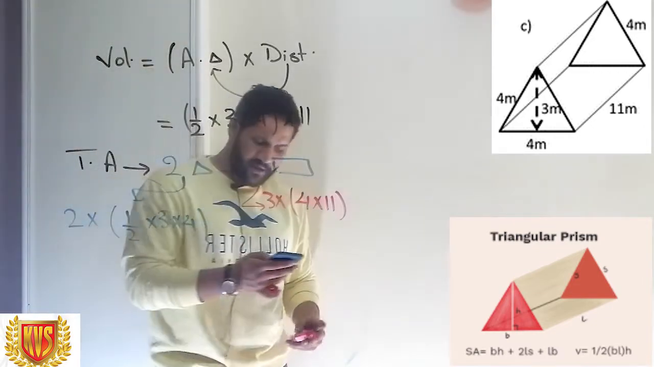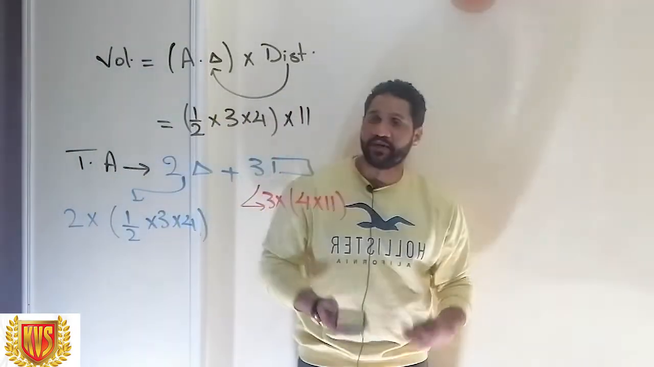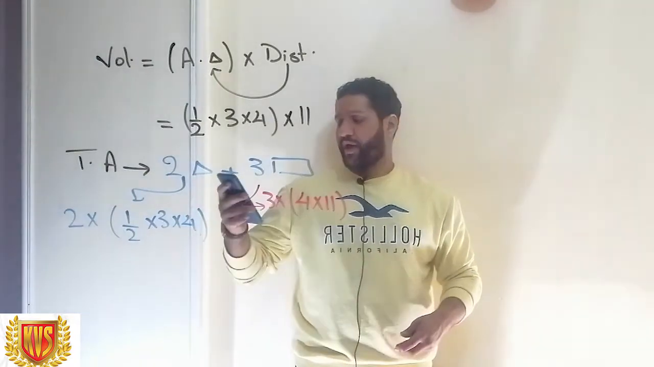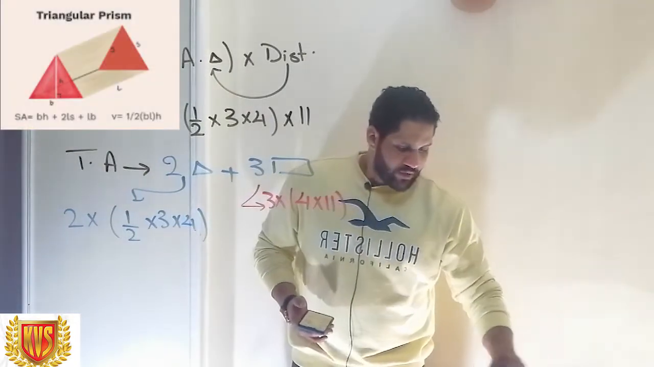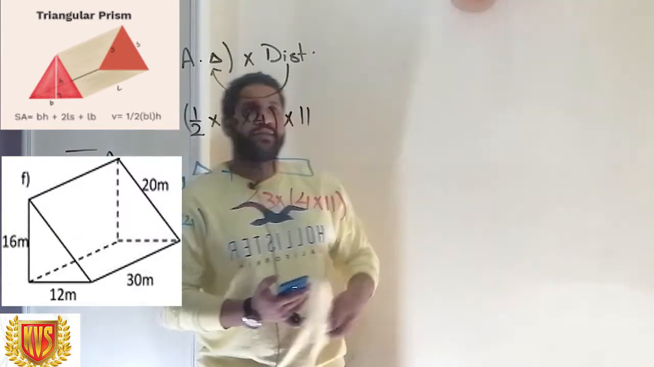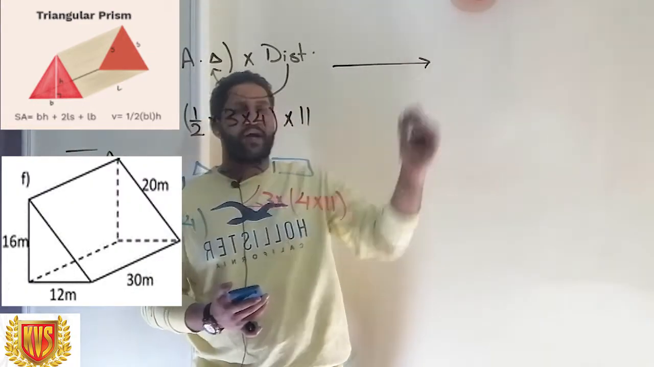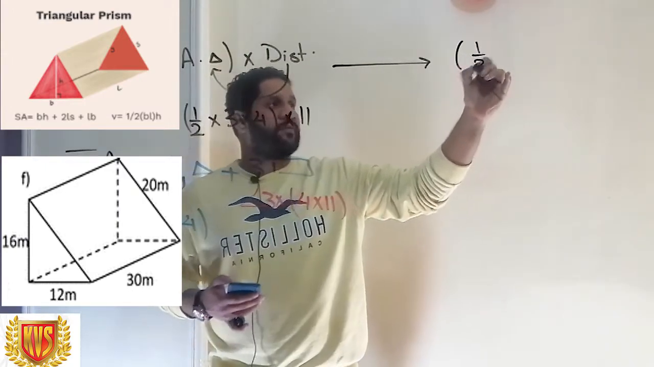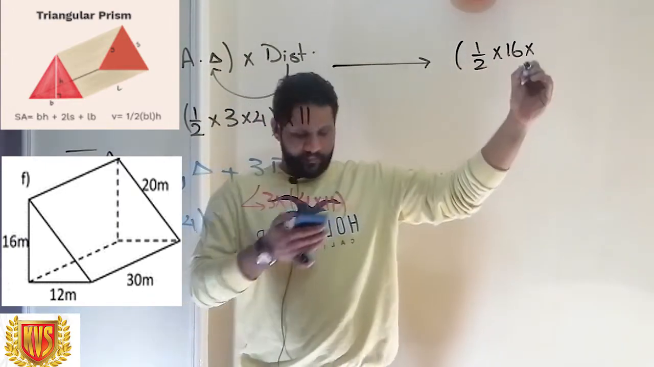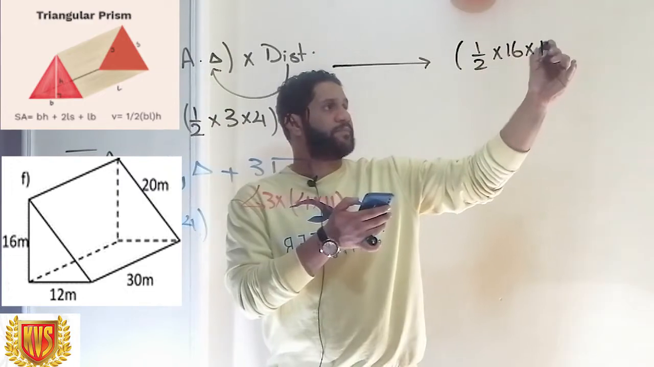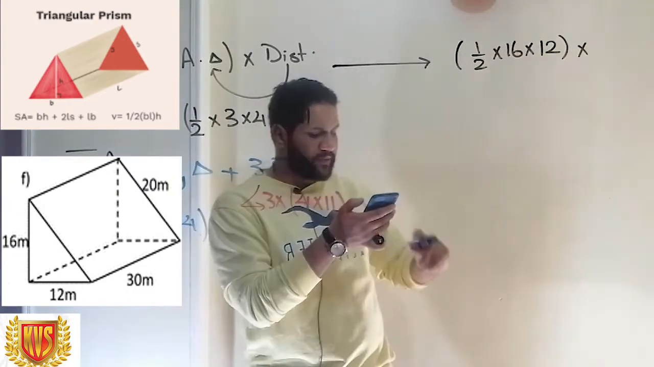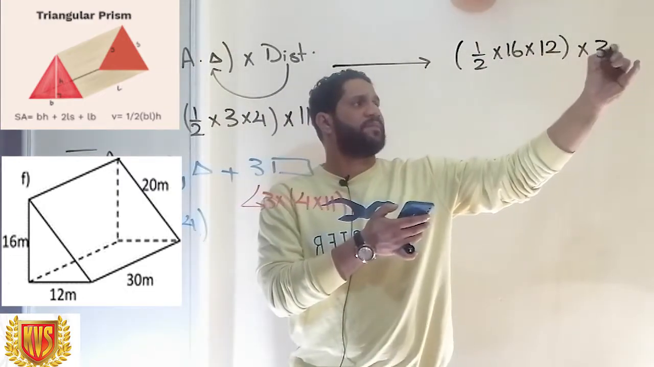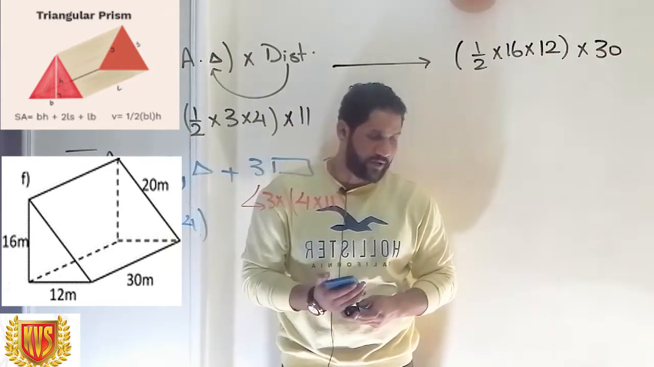Okay? Let's look at the second figure to make life easier in the triangular prism. I can see that to find the volume, first I need to get the area of the triangle in the front, which is half by 16 by 12. Then I will multiply it by the distance between them. This is how I've got my volume.